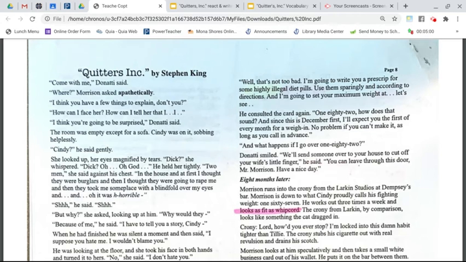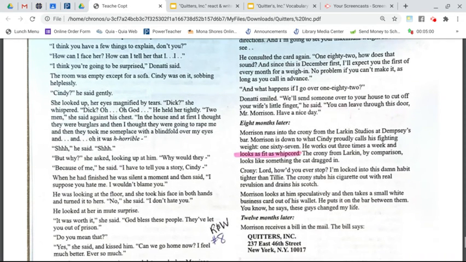He held her tightly. 2 men, she said against his chest, in the house, and at first I thought they were burglars, and then I thought they were going to rape me, and then they took me someplace with a blindfold over my eyes. And, oh, it was horrible. Shh, he said. Shh. But why? She asked, looking up at him. Why would they? Because of me, he said. I have to tell you a story, Cindy.